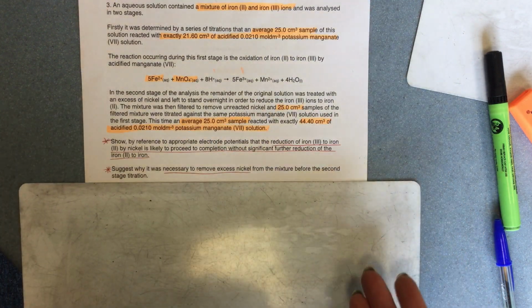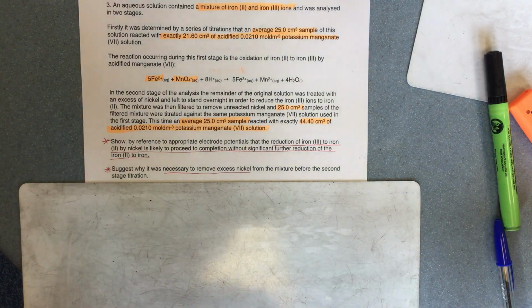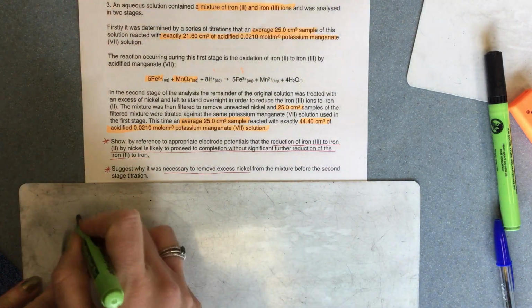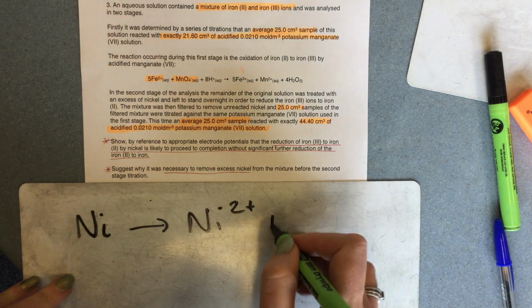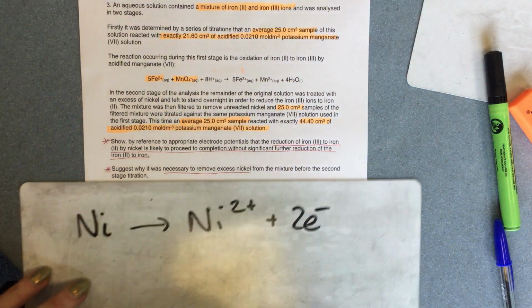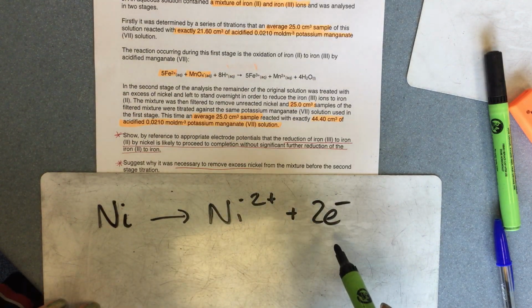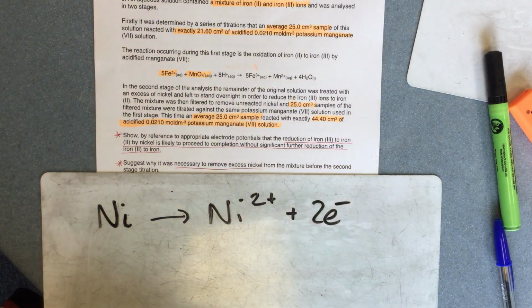Necessary to remove excess nickel. Well, nickel could easily turn into nickel 2+, because we've established that this is quite a negative electrode potential. The manganate potential is +1.5. Nickel would be extremely readily oxidized, so that would mess up my titration value.